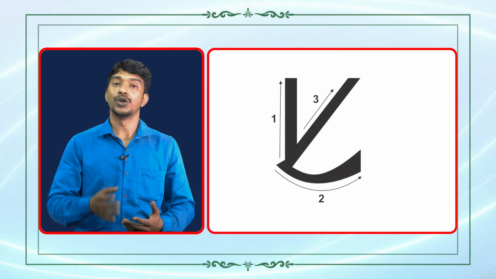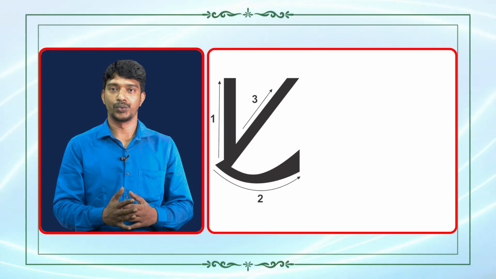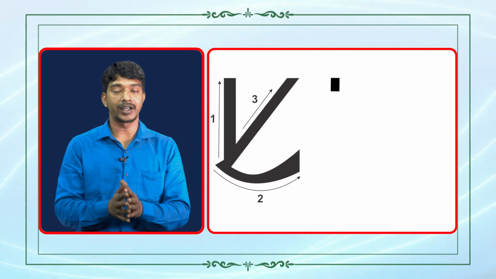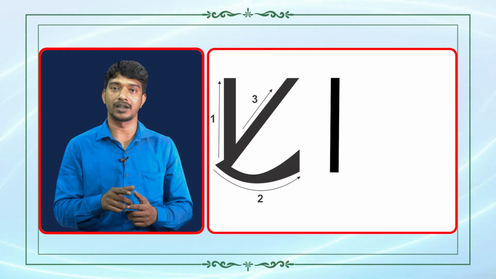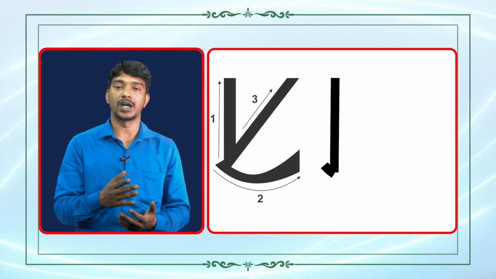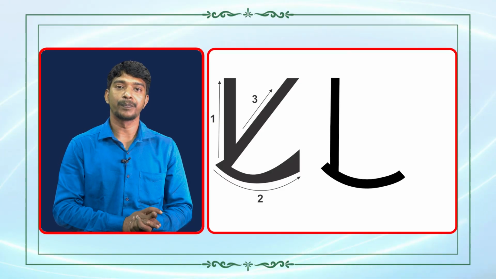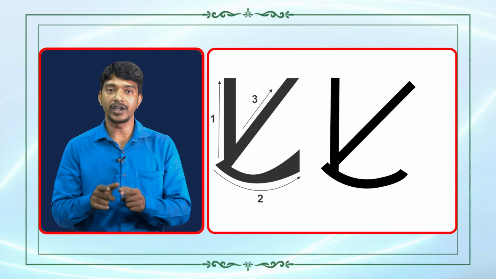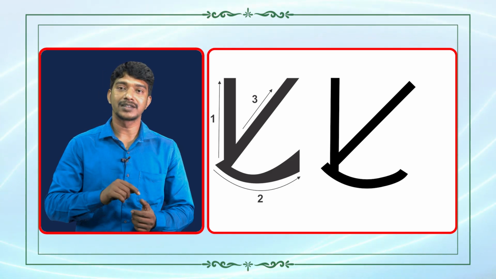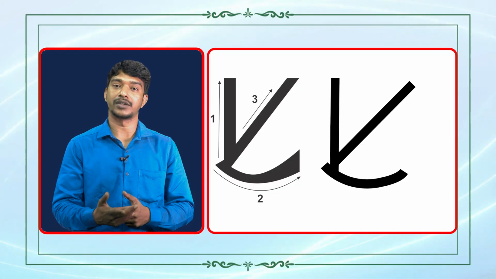Dear learners, to write is, in the first step, we will draw a vertical line from top to the bottom and draw a semicircle from the bottom of the vertical to the right side. Finally, draw a diagonal upward from the joining of the vertical and semicircle. In this way, is is graphically written.